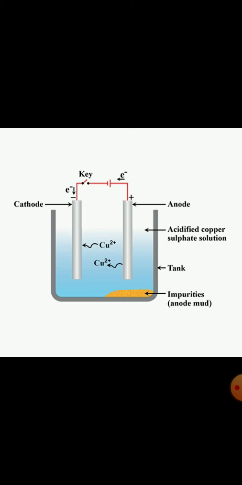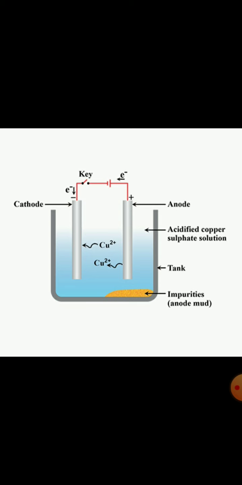A solution of the metal salt is used as an electrolyte. We have learned in standard 8 what an electrolyte is. It is the solution through which electricity is passed, and this solution is used for electrolytic refining. So, what to take as electrolyte? A solution of the metal salt. The apparatus needs to be set up as shown in the figure.